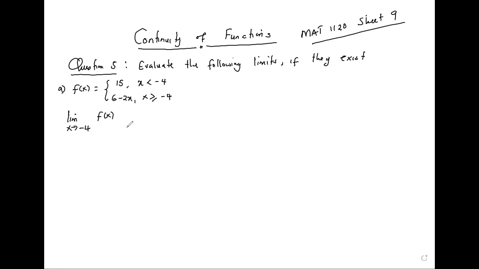So -4 is at the boundary of these two functions. So what we do is we'll have to find the limit as x goes to -4 from left of the function f of x. Now, the limit gotten in the left direction, you use the function when x is less than. So pick the function 15. But the limit of a constant function, remember we agreed that it will be a constant function.